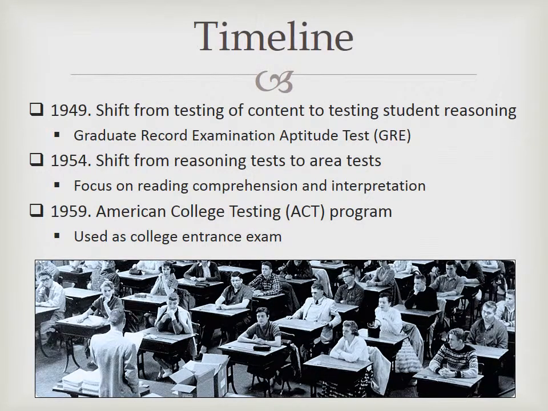In 1949, we saw a shift from testing of content to testing of reasoning. And the tool they used, the assessment tool, was called the Graduate Record of Examination Aptitude Test. Five years later, in 1954, there was yet another shift from these reasoning tests to area tests. And the area tests focused on reading comprehension and interpretation. And then another 5 years later, in 1959, the American College Testing Program was established. This is the ACT test many of us have heard of, and it's used as college entrance exams to this day.